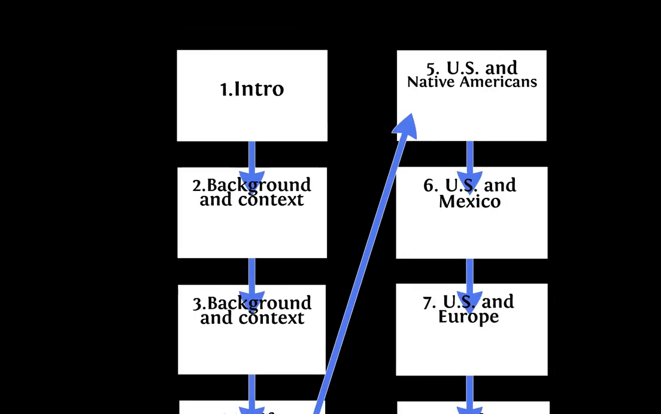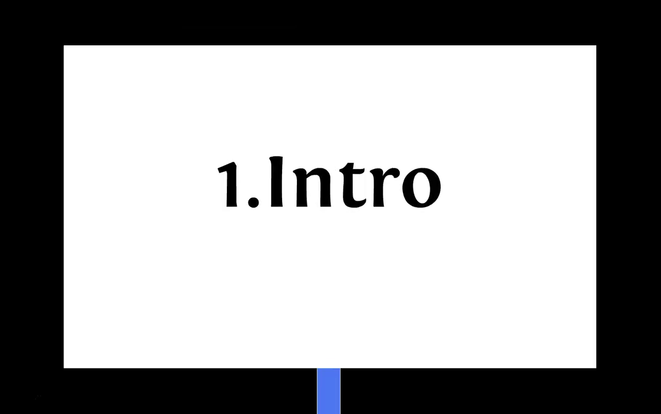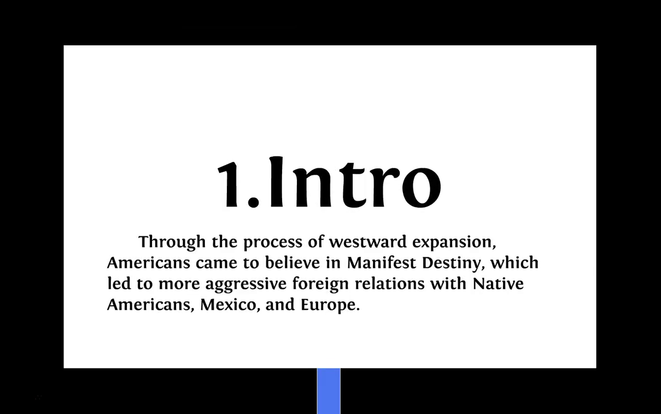So you start with the intro. The theme of the intro is, of course, the thesis. Through the process of westward expansion, Americans came to believe in manifest destiny, which led to more aggressive foreign relations with Native Americans, Mexico, and Europe.